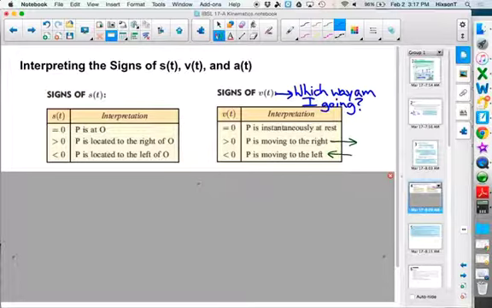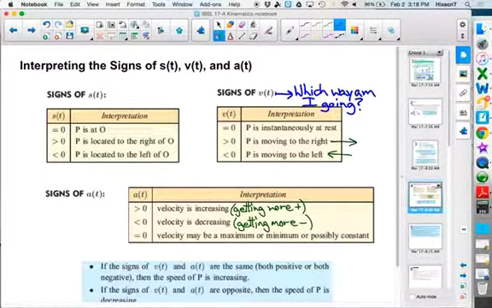If your velocity is positive, you are moving to the right. Even if you're slowing down in your movement to your right, as long as you're still moving to the right, your velocity is positive. When your velocity is negative, you're moving to the left. Even if you're slowing down or speeding up, it doesn't matter. If you're moving to the left, your velocity is negative. So when you're thinking about v of t, your velocity, think about which way am I going?